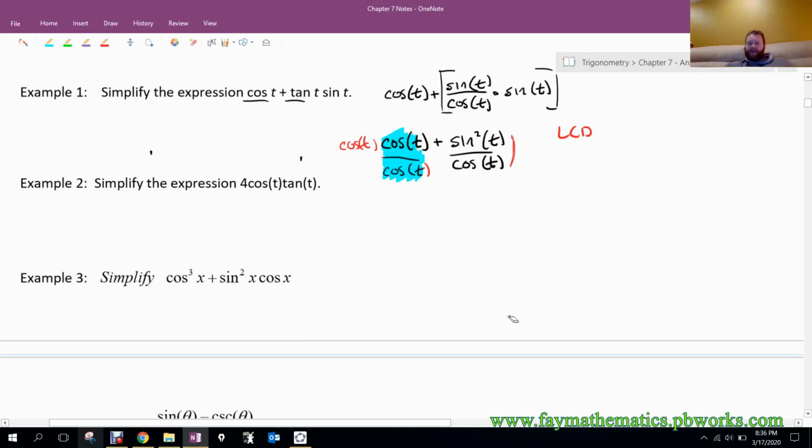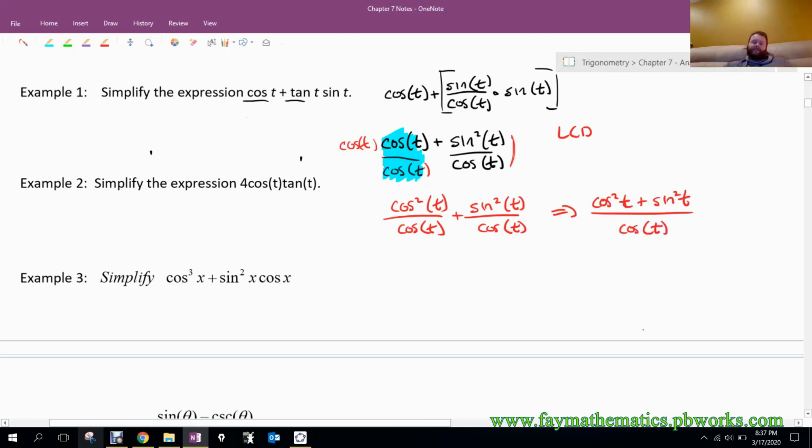So now, working that out, that gives me cosine squared up top over cosine, plus sine squared over cosine. That turns into cosine squared t plus sine squared t, all over cosine t. All right, so that's nice. What's cosine squared plus sine squared? It's 1, with cosine t on the bottom. But what's 1 over cosine? 1 over cosine is secant.